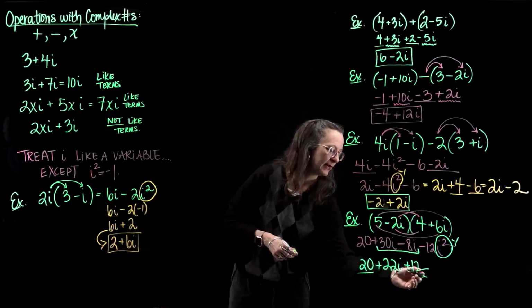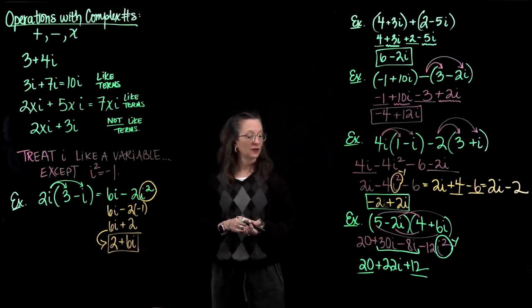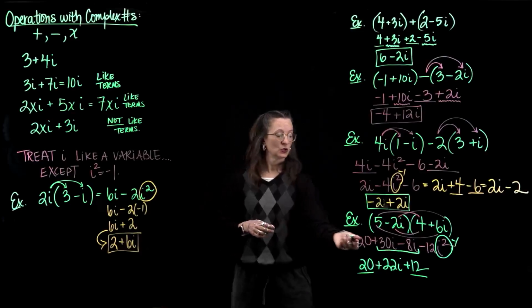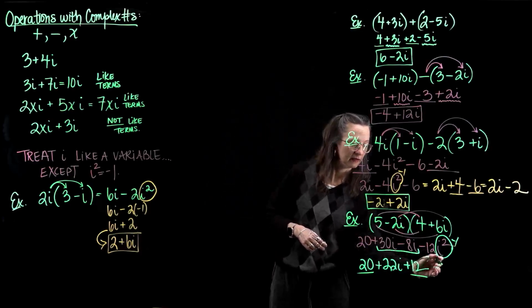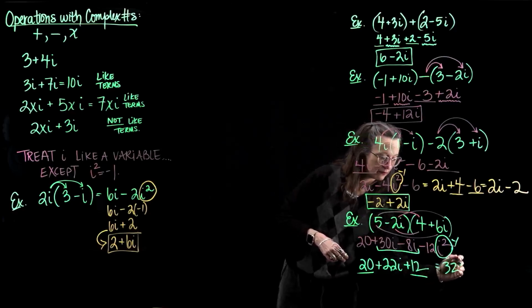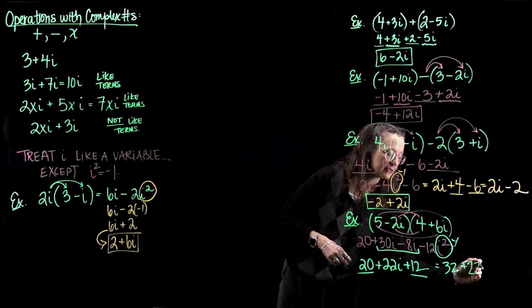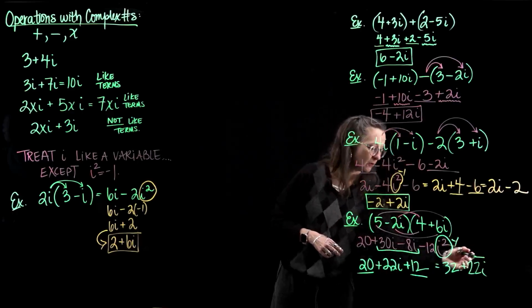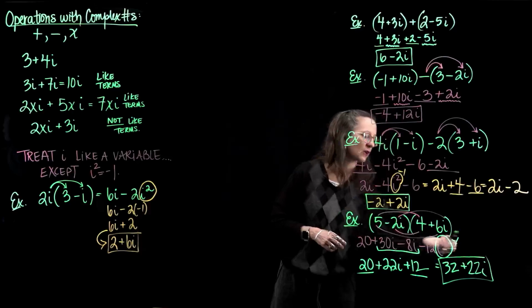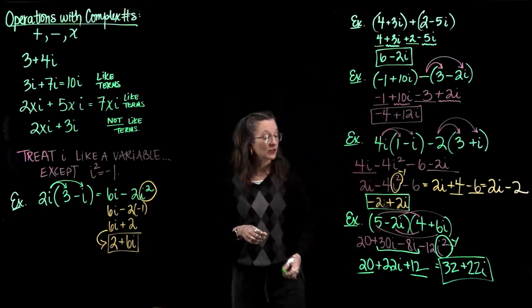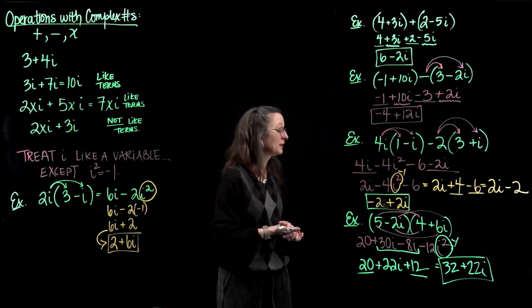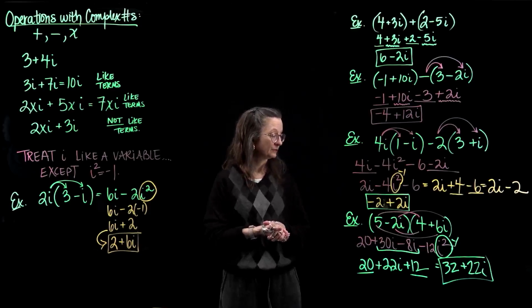Last, I can group my real parts together because they are like terms. So 20 plus 12 will give me 32. And then I still have a 22i. Remember, the real part gets written first, then the complex part. So we would want to write that answer as 32 plus 22i.